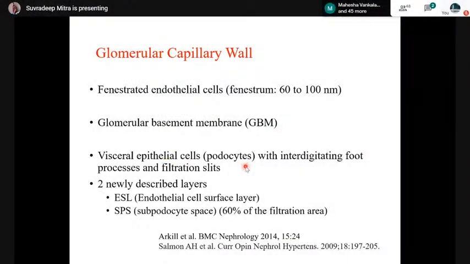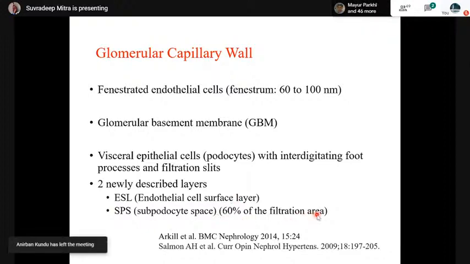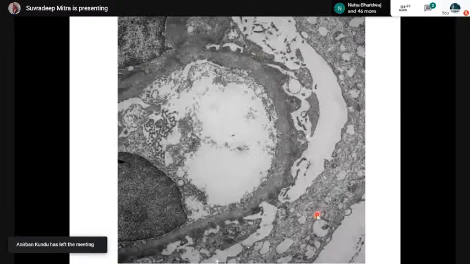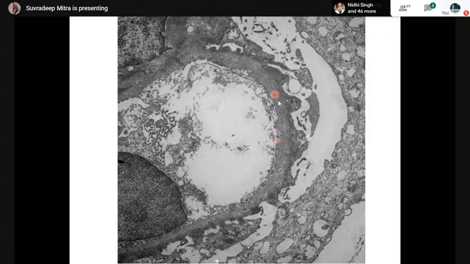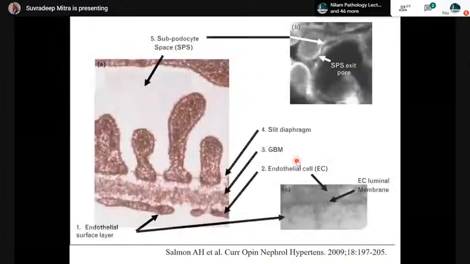Then come the podocytes with interdigitating foot processes and filtration slits. I will describe what a filtration slit is. And there are two newly described layers, known as the endothelial cell surface layer or ESL and the subpodocyte space or SPS, which actually forms 60% of the filtration area. From the previous electron microscopy, you can easily understand the endothelial fenestrae, the glomerular basement membrane, and the foot processes. I will describe the other two layers in detail now.